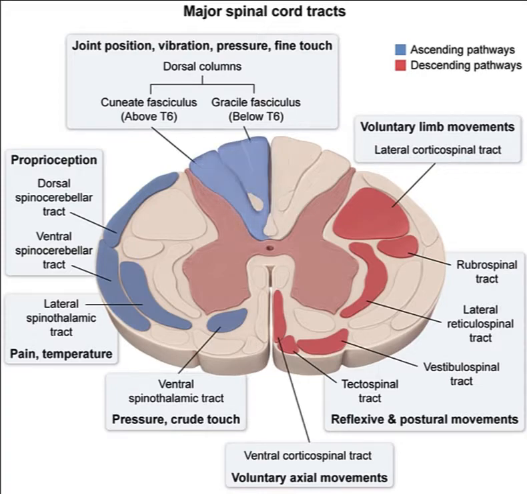And finally, we have the dorsal column composed of gracile fasciculus and cuneate fasciculus. It carries sensation of position, vibration, pressure, and fine touch.